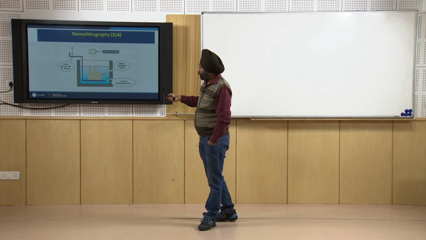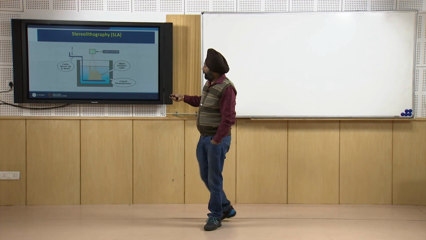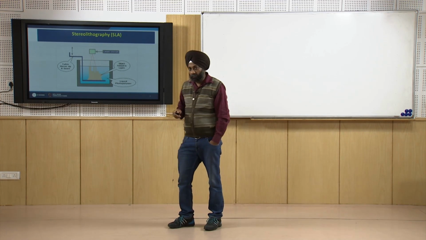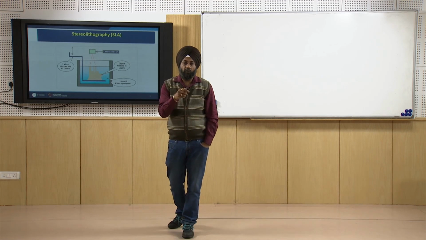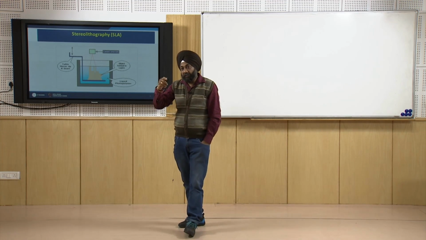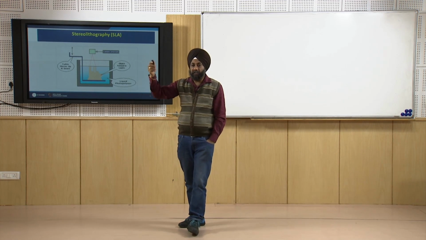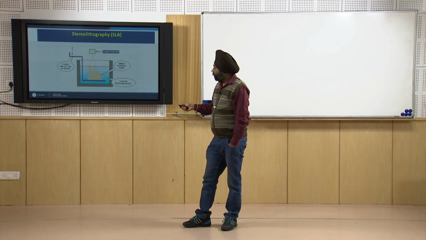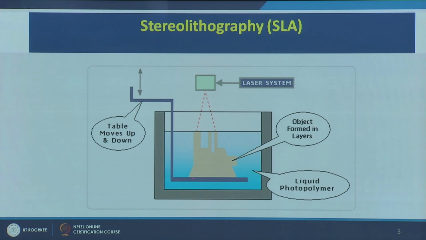The laser will selectively cure, not sinter, sorry, sinter is not the right word, it will cure, because here we are using a polymer. Sintering of powder will be done in selective laser sintering, but here the laser gun will cure the polymer selectively as per the shape of the model, and then this platform will be lowered down. Initially the position of this platform will be here, first position. Then once the first layer has been cured, this platform will be lowered down.